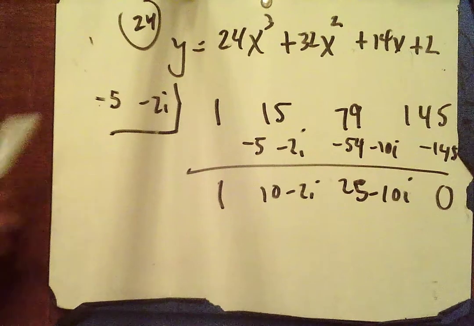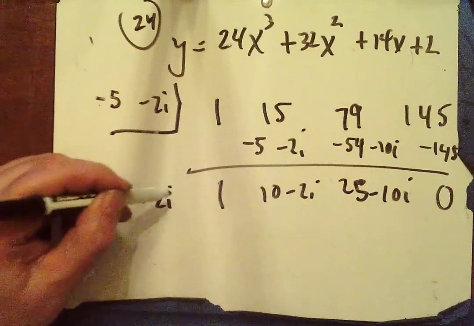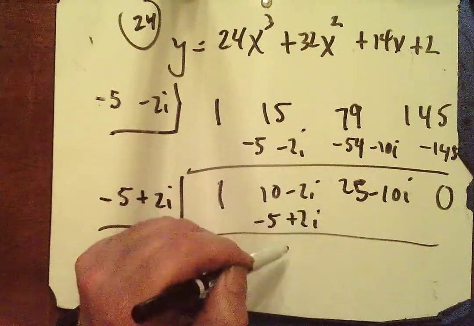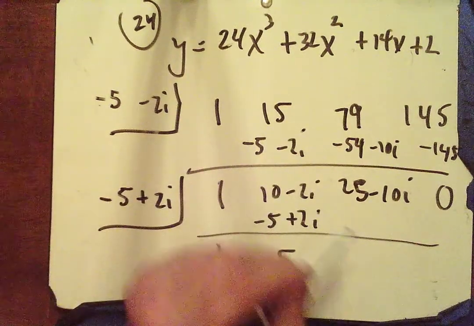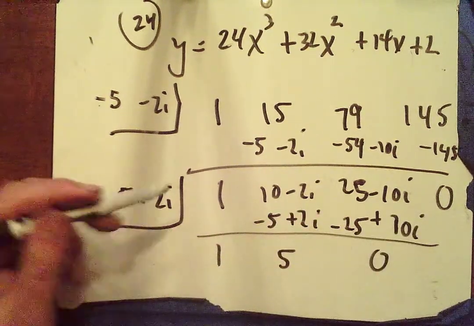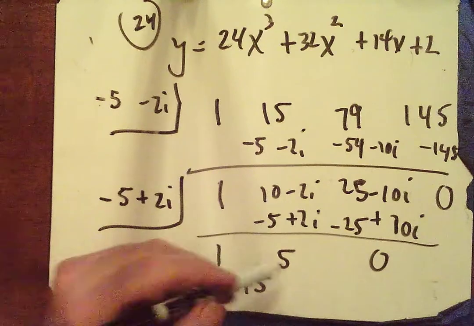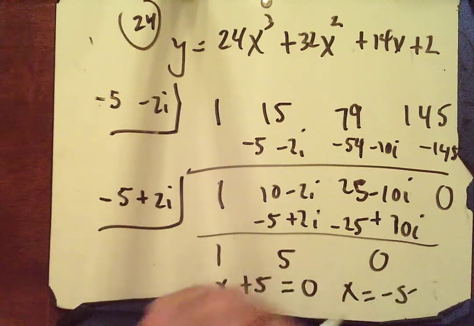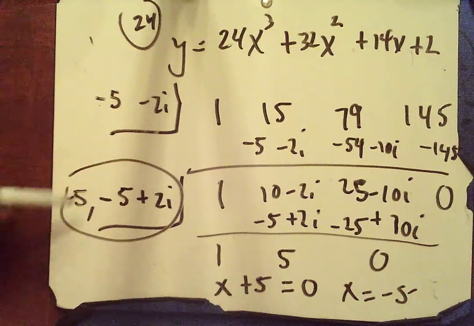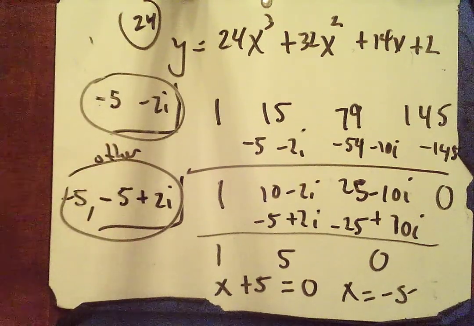But remember, complex roots always travel in conjugate pairs. So if you've got this one, you also have this one. 1 minus 5 plus 2i, oh look, they cancel. 5, negative 25 plus 10i, 0. And so we're left with x plus 5. And what are we looking for here? We want the other roots. So x equals negative 5. Our other roots are negative 5 and minus 5 plus 2i. These are the other or remaining roots. This was the one they gave us.